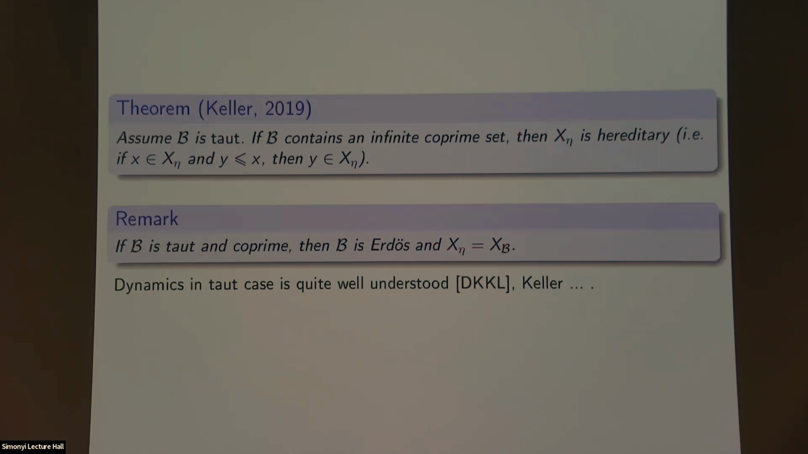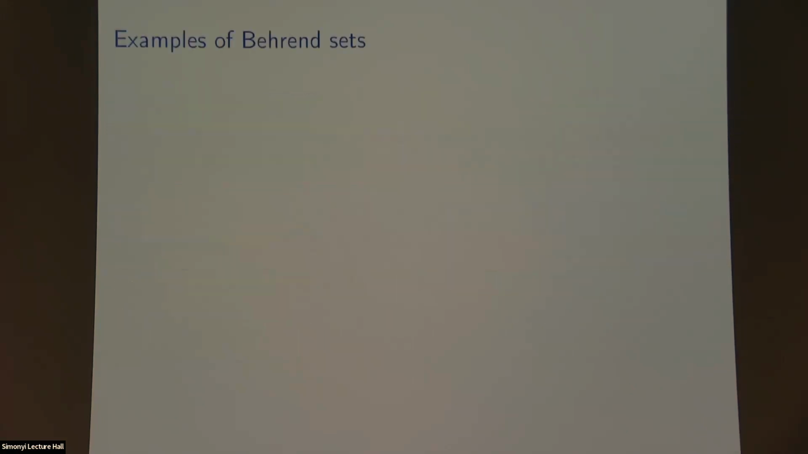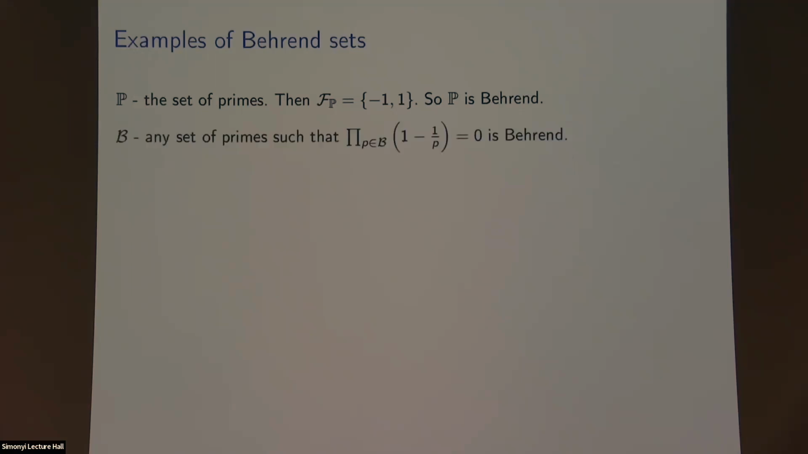Since taut means not containing a scaled copy of a Behrend set, the natural step is to understand what happens when you take just a Behrend set B. What is the dynamics in the case of a Behrend set? Let me give some simple examples of Behrend sets. The simplest, I think, is the set of primes. The only P-free numbers are plus and minus 1, so the density of P-free numbers is, of course, 0, so P is Behrend. But maybe this is not the most instructive example.